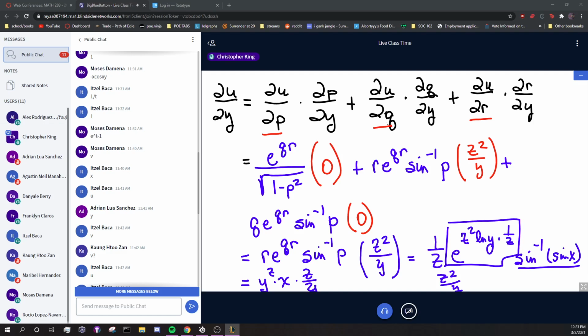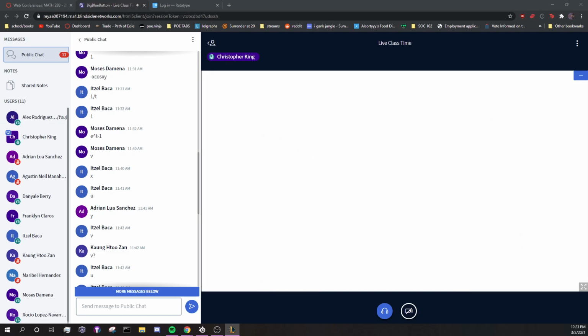Okay, and you can clean it up a little bit better. Let me just rewrite it on the new page. So we have y to the z times x times z over y. So you could essentially rewrite this as x times z times y to the z minus 1. And that would be an appropriate way to write it. Any questions?